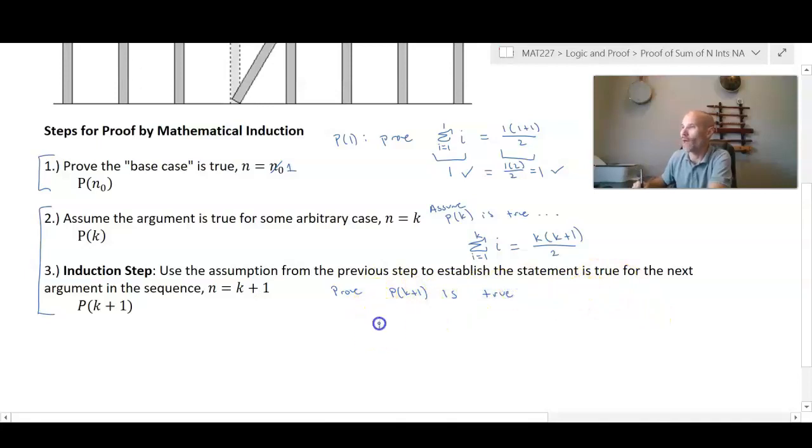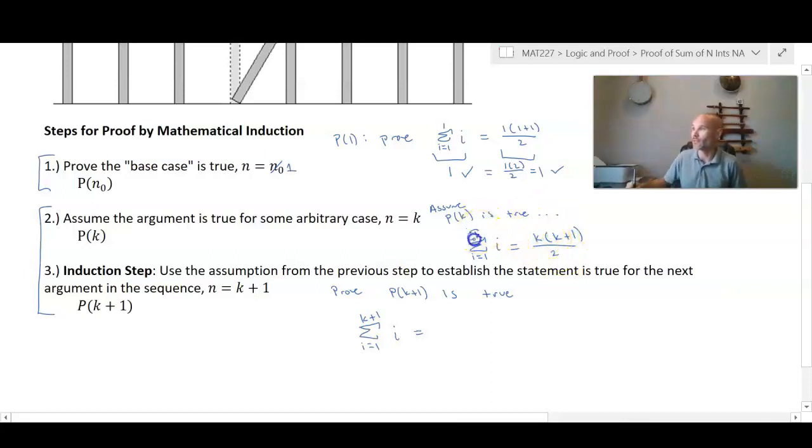Well, what does that look like? Well, that would be the sum, i beginning at 1, and now n is going to go not up to k, but it's going to go up one more integer to k plus 1 of i. Okay, and we want to show that if we add up not just the first k integers, but we add up one more integer beyond that, that our formula will still work.